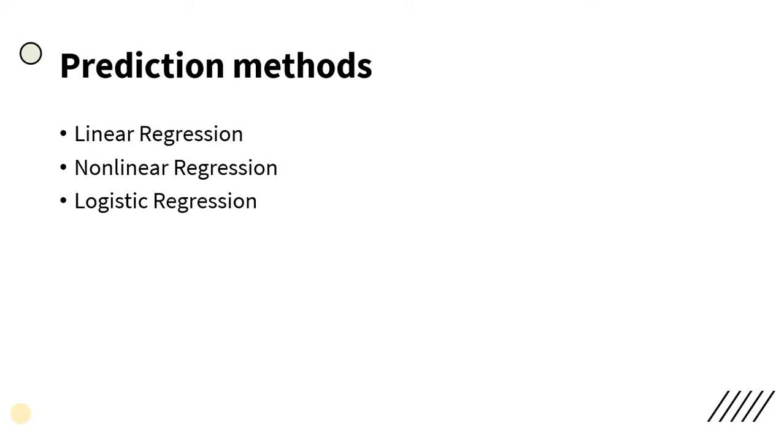In today's lecture, we are going to learn about the last topic of this chapter, which is the prediction method. For prediction, there are mainly three methods: linear regression, non-linear regression, and logistic regression. So let's start with linear regression.